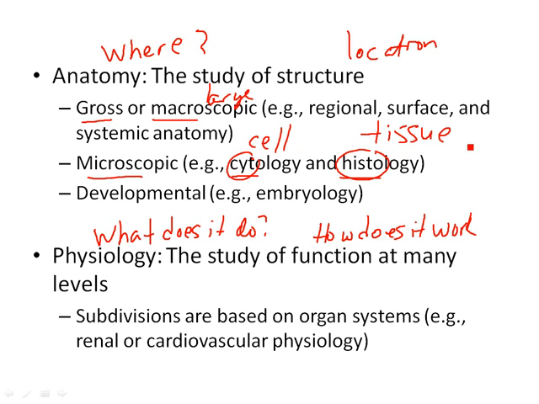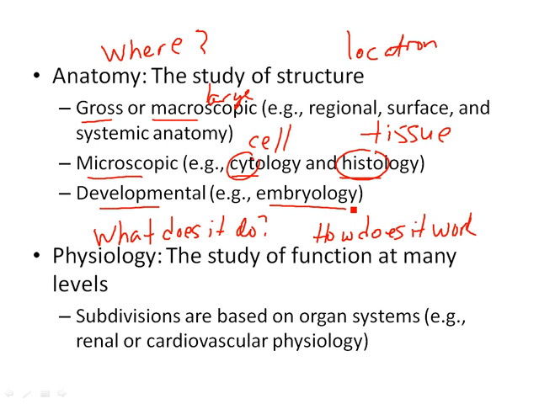And you can also look at anatomy developmentally. How do things change over time? It's called embryology. So from the time the sperm and the egg come together to form the baby, you can see how these tissues change, how these organ systems change, and how the human develops over time.